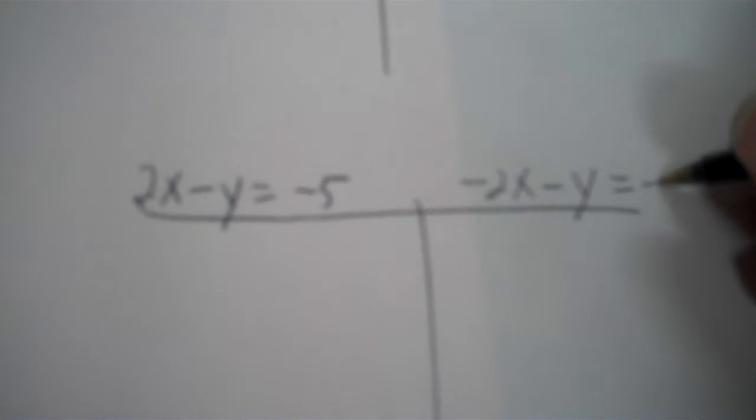Okay, number 2, we have 2x minus y equals negative 5. Negative 2x minus y equals negative 1. Okay, it's going to be significantly more work. 2x minus y equals negative 5. Negative 2x minus y equals negative 1.